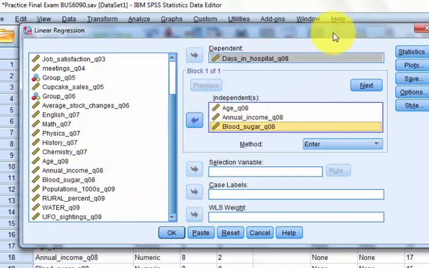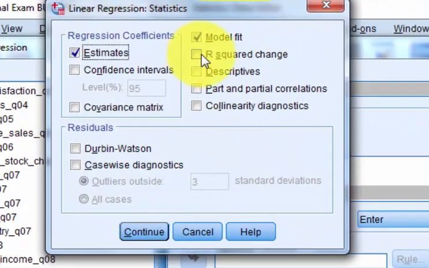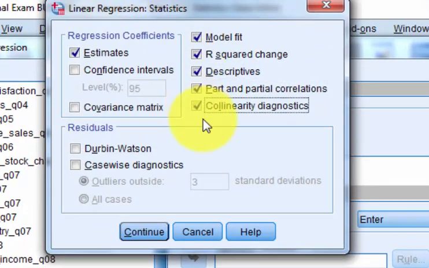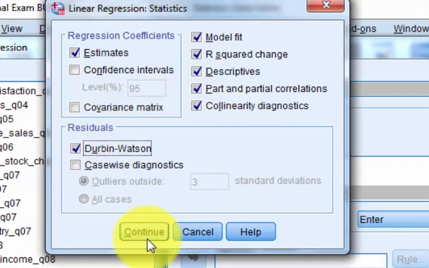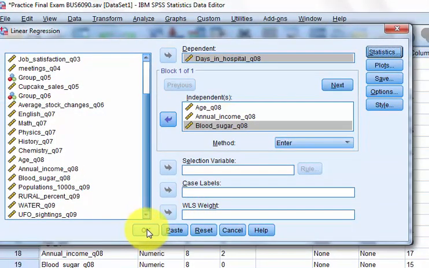Okay, we're going to go to this box, statistics. We want all of these up here checked. We want the Durbin-Watson checked. I'll explain that later. Again, that's one of the assumptions of the data. And I think that's all we need right now.